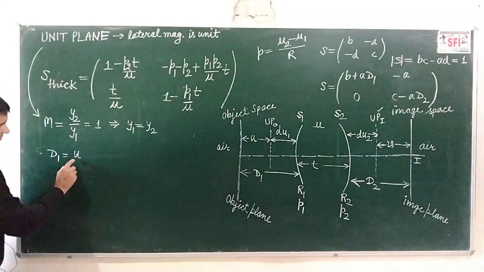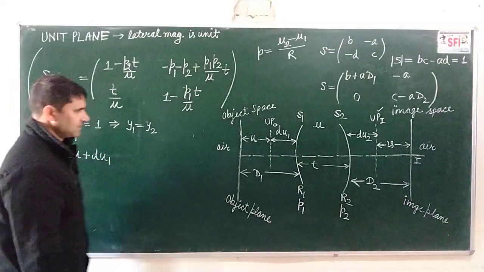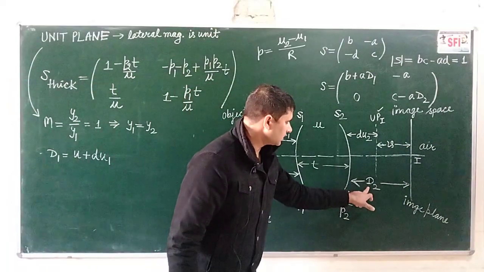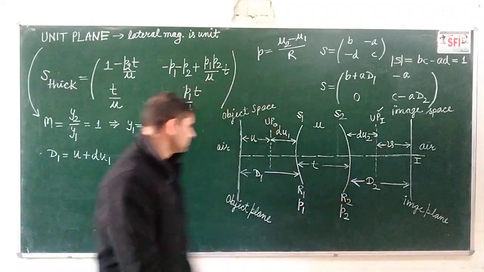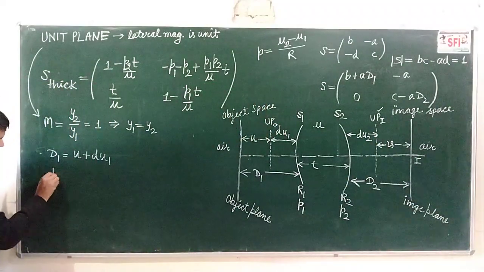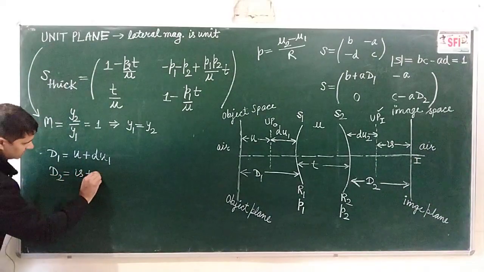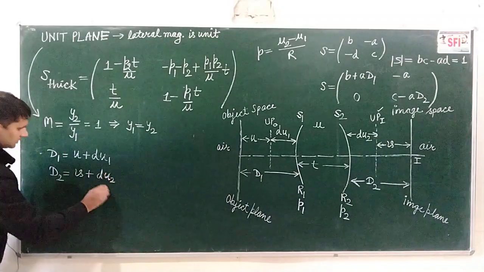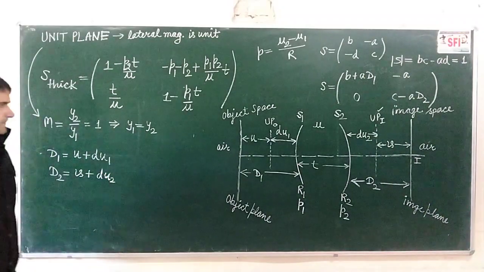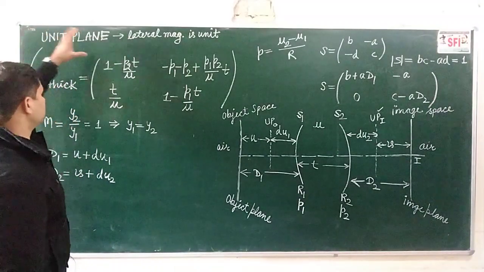So d1 is u plus du1, okay. Then d2 is du2 plus v. So we can write d2 as v plus du2, okay. Now let us understand what happens in case of a unit plane.